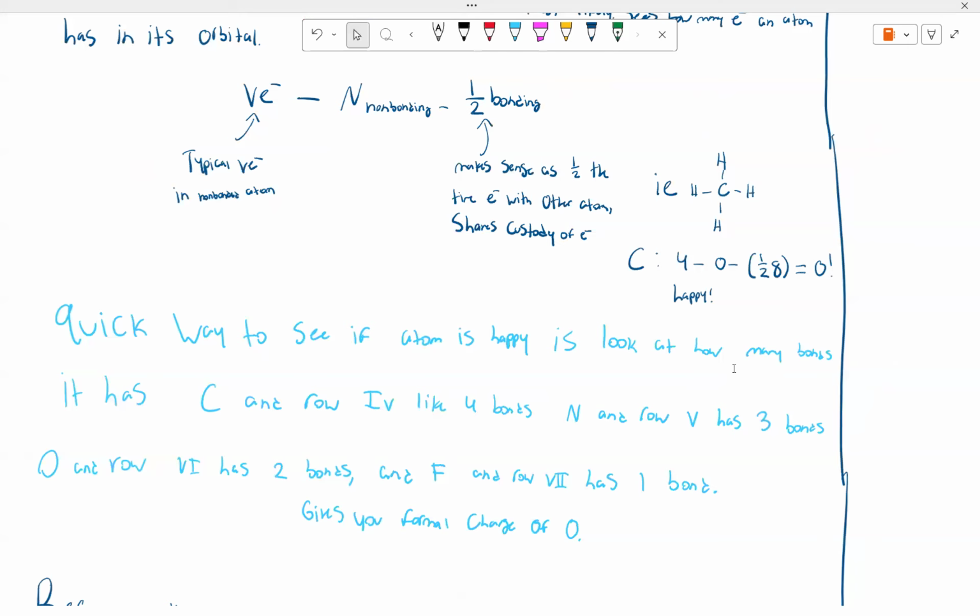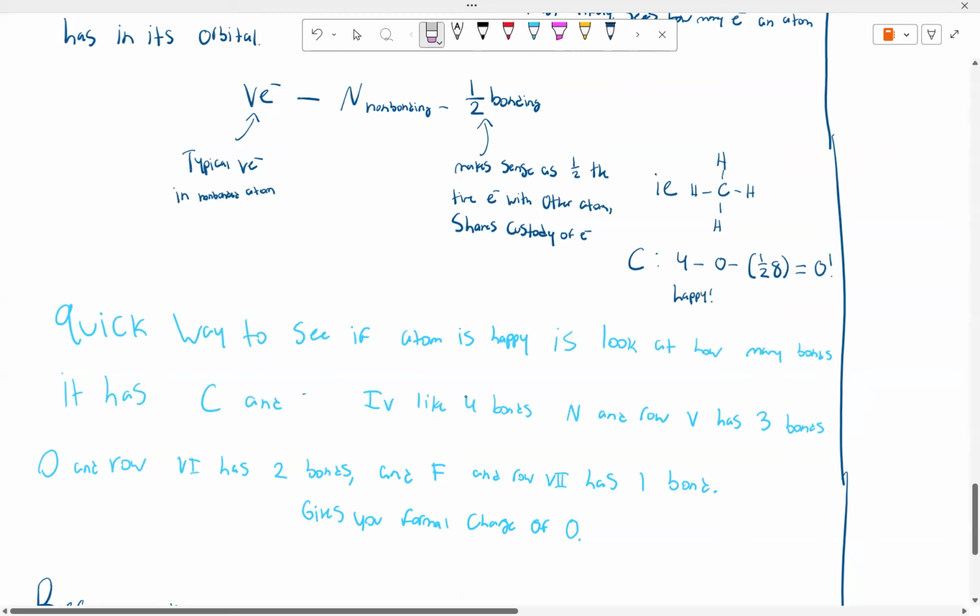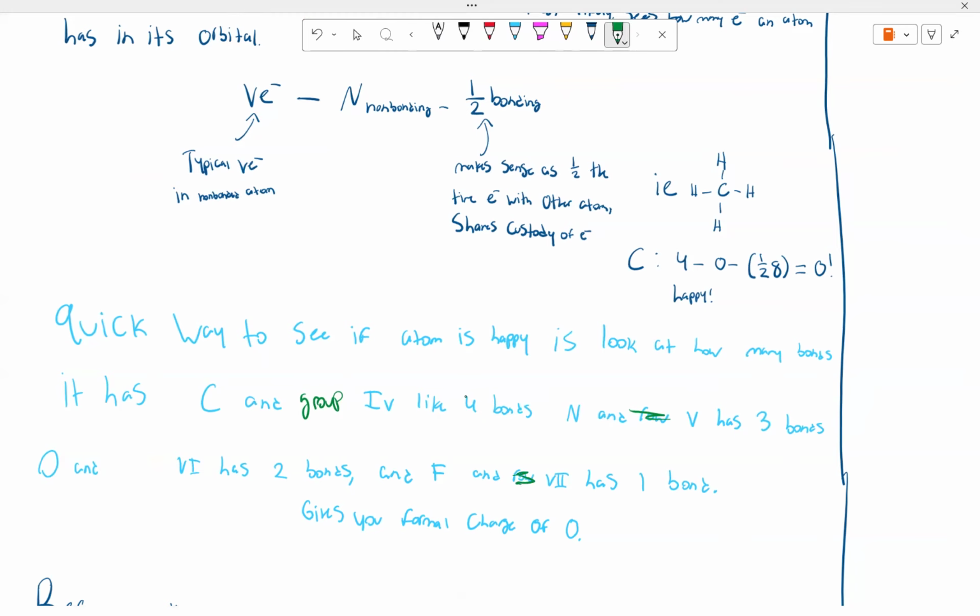So carbon likes to have, in row four, that's not row four, group four. I said row, these should all be group. My bad, sorry. Group 4 likes four bonds. Nitrogen in group 5 likes three bonds. Oxygen in group 6 likes two bonds, and fluorine in group 7, the halogens, like to have one bond.